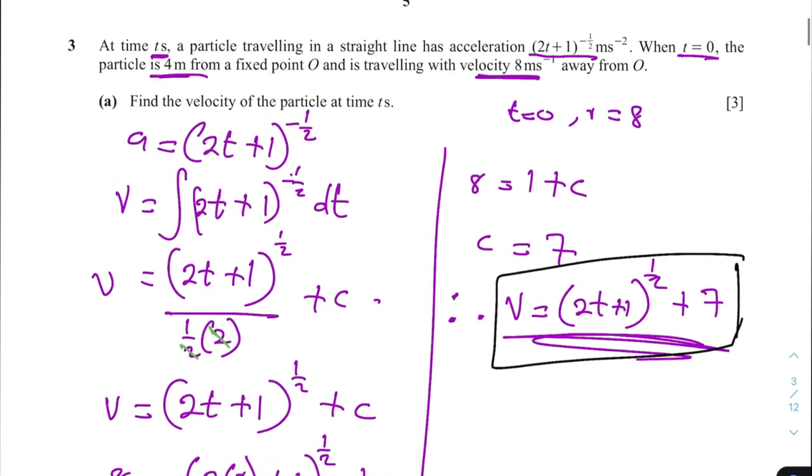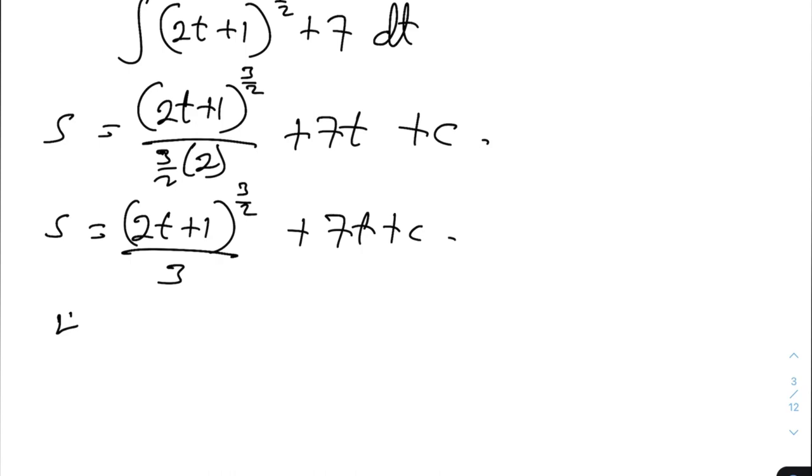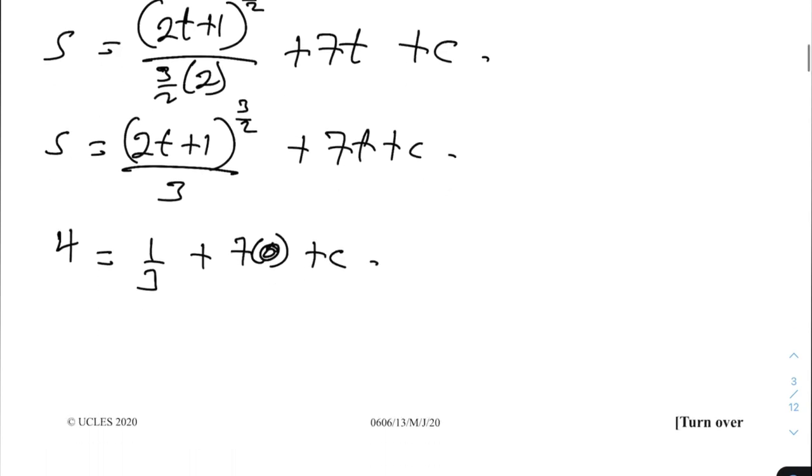Now, we were told that, look at this, when t is 0, s is 4, okay? So that means that we know that s is 4 when t is 0. So if I put 0 right here, I'm going to get still 1/3 from there, and then I'm going to have 7 into 0 plus c. So that means that I have c is equal to 4 minus 1/3. That gives us what? 4 minus 1/3. That basically gives us 11 over 3.